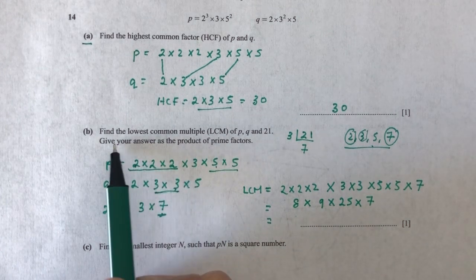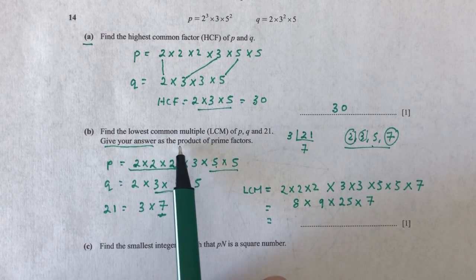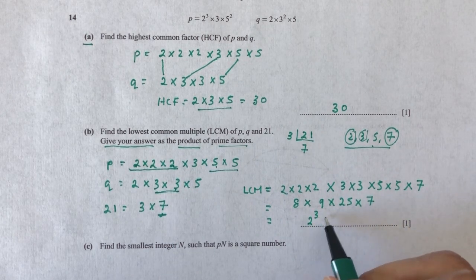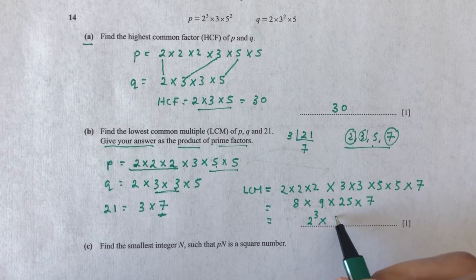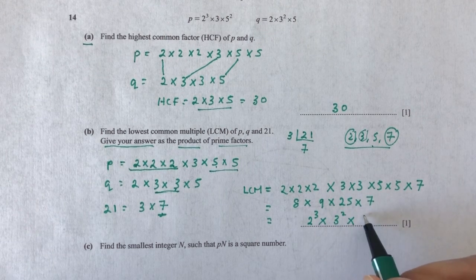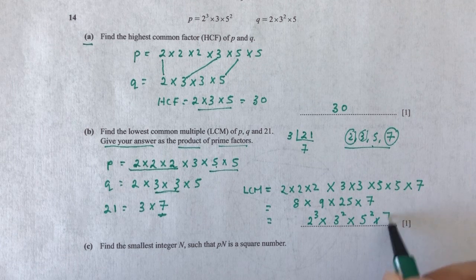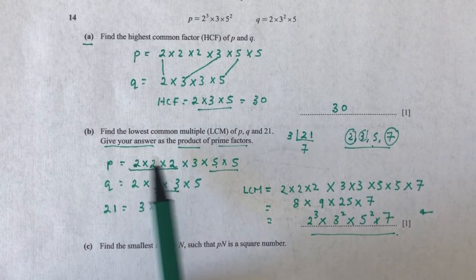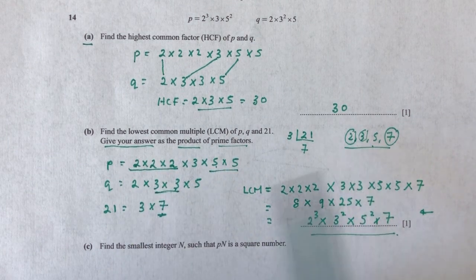So this is pretty easy. Give your answers as a product of prime factors. So your answer will be 2 power 3 times 3 power 2 times 5 power 2 times 7. So that is your answer for the LCM. You just have to find the max occurrences of each prime factor in those three numbers. Just like that, you will find the LCM of the three numbers.